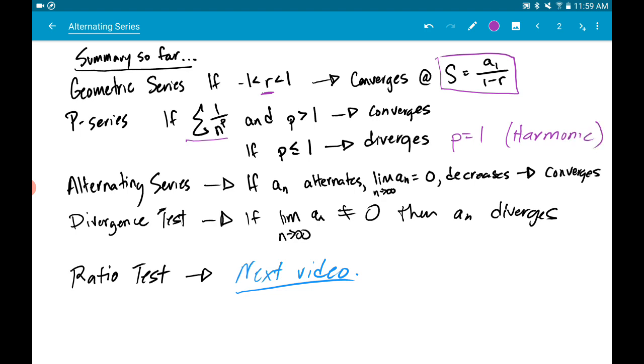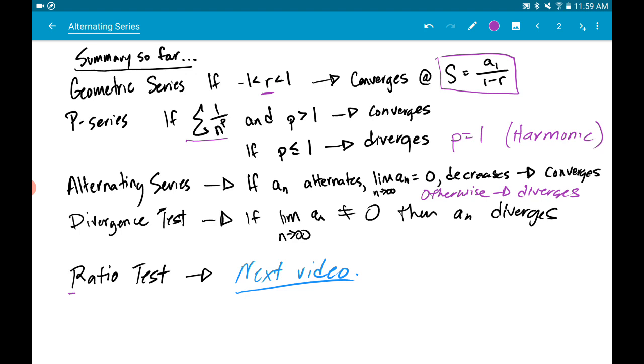Alternating series, we just went over. If it alternates and the limit's 0 and it decreases, then it converges. I should add on there, otherwise, it diverges. And then the other one that came up briefly at the very beginning, if your limit doesn't equal 0, then that divergence test can be kind of handy for a quick, don't waste my time on it, it's going to diverge. It is only one way, though. It's not an if and only if.